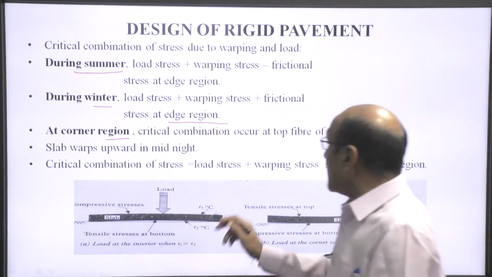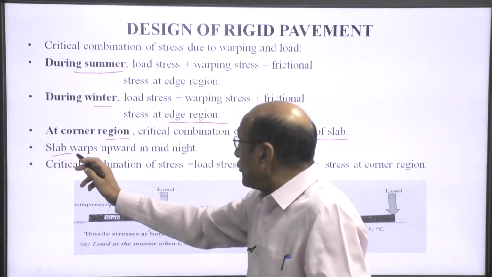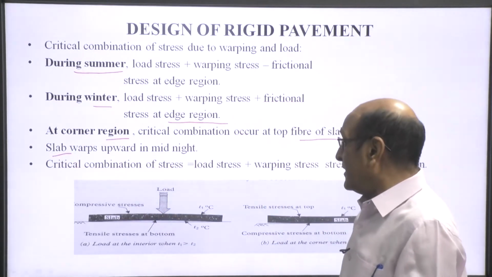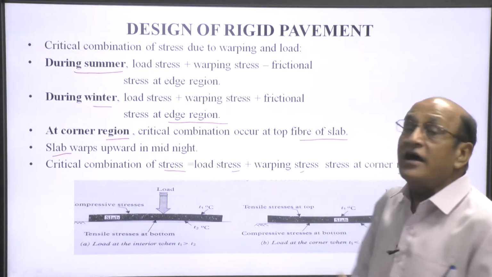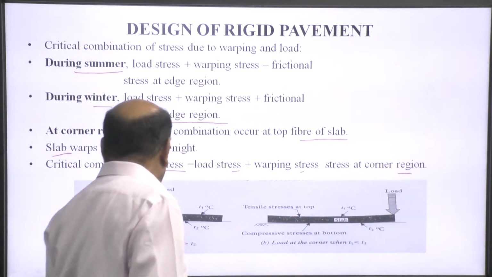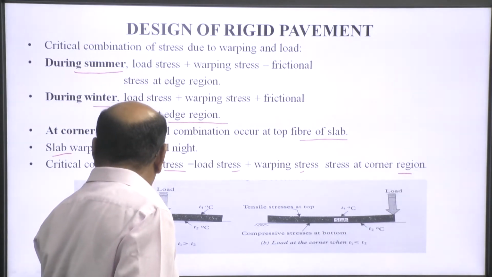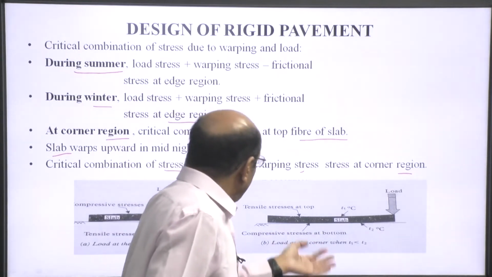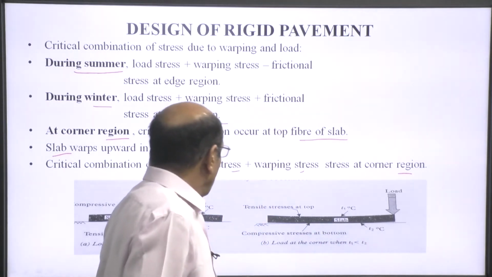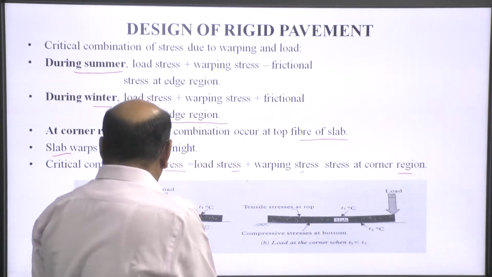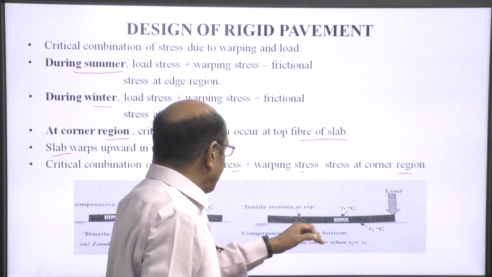At the corner region, the critical combination occurs at the top fiber of the slab. The slab warps upward at midnight. The critical combination of stress will be load stress plus warping stress at the corner region. This is the diagram: the tensile stress at the bottom, and here this is the load at the corner when T1 is greater than T2. So, this will show the tensile stress at the bottom and compressive stress at the top, whereas the other case shows the tensile stress at the top and the compressive stress at the bottom.